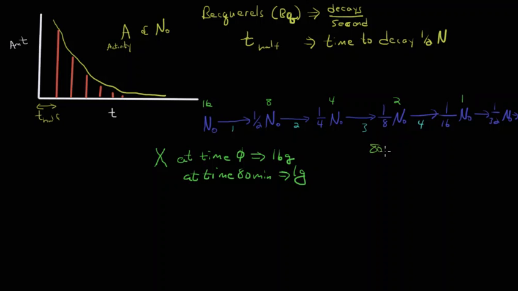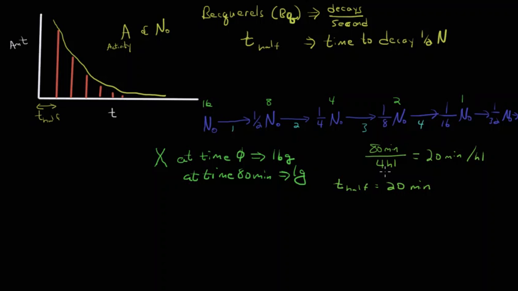So 80 minutes divided by 4 half-lives equals 20 minutes per half-life. So that means each half-life is 20 minutes, right? So T half equals 20 minutes. All right, so we've got a nice little formula here that we can use.